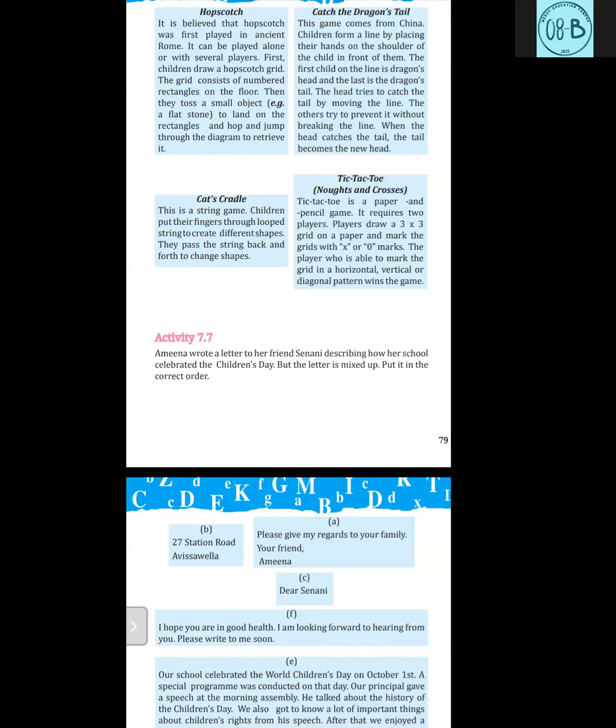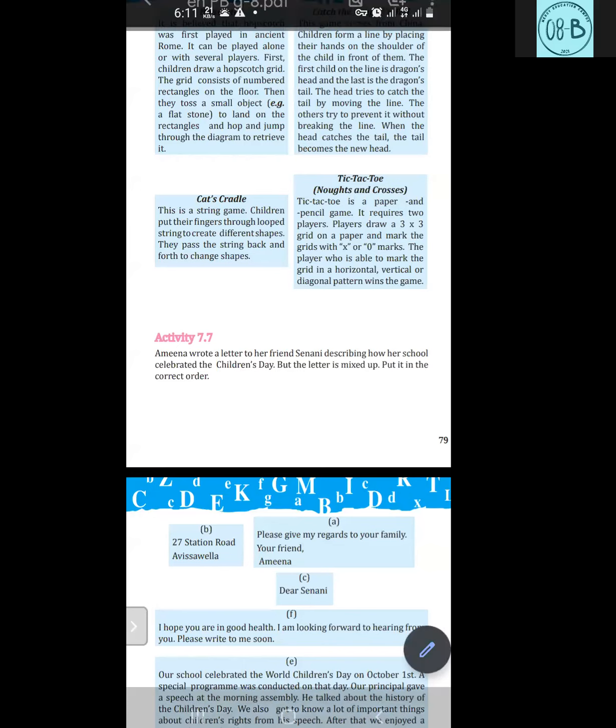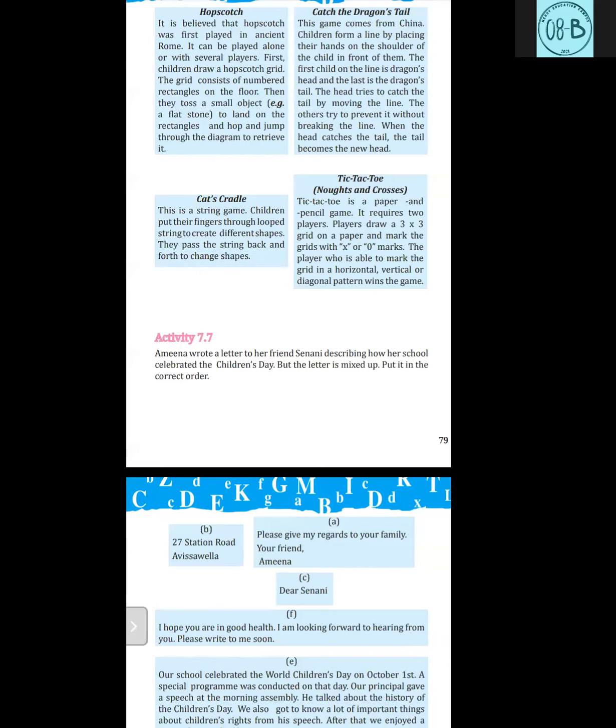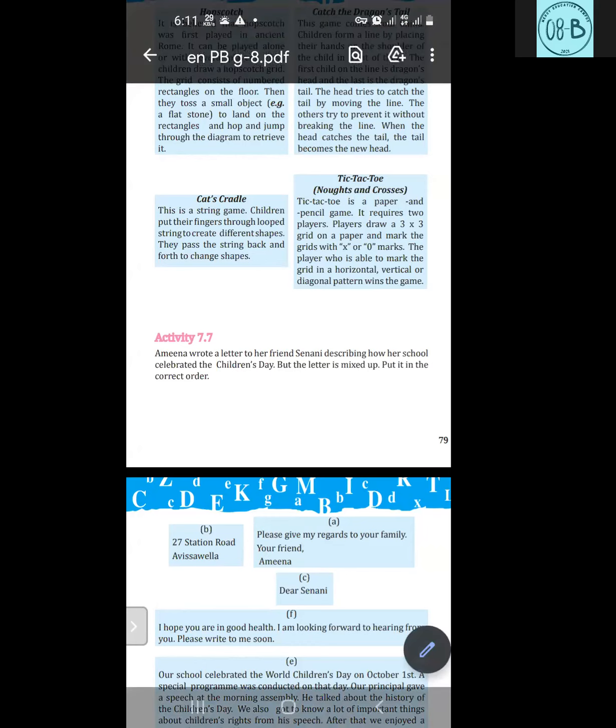Okay, then why do we write an informal letter? To friends. To neighbors. Yes, very good. We write informal letters for our friends, relatives, family members. The people who are very close to us. எங்களுக்கு நெருக்கமான ஆட்களுக்கு எழுதுறதுதான் என்ன லெட்டர்? Informal letter. Very good.